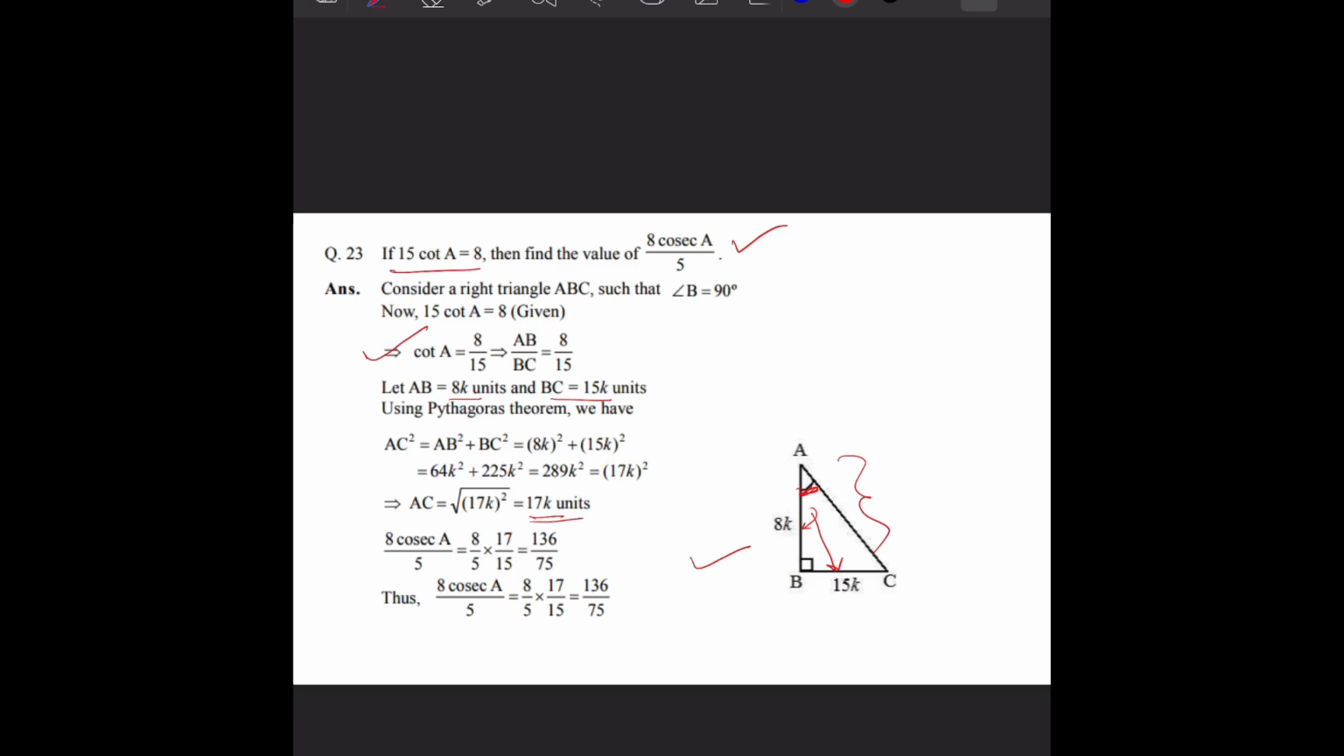Cosec A. What is the definition of cosec A? What is the definition of cosec? Hypotenuse upon opposite. Cosec A.